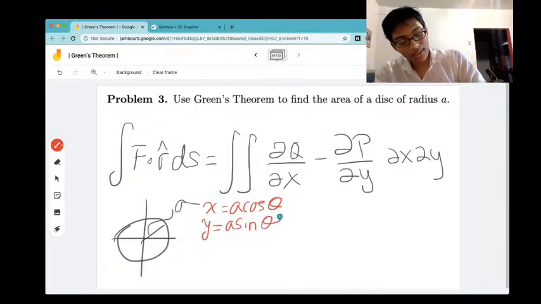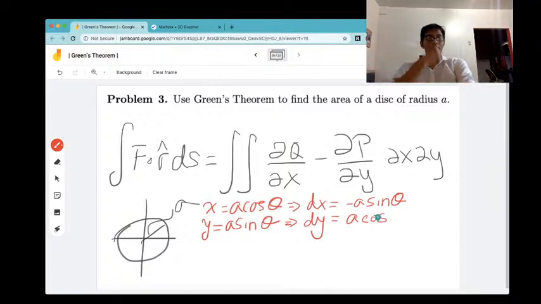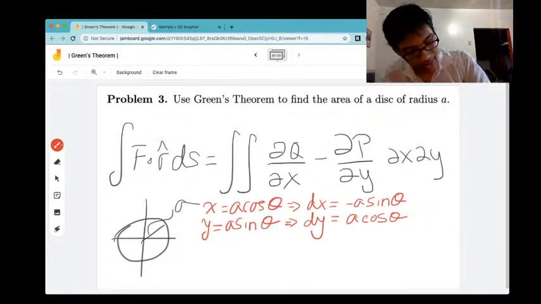So let's go ahead and calculate dx and dy right off the bat. My dx is simply going to be minus a sine theta, and my dy is going to be simply what? A cosine theta. Instead of putting that swirl, let's just do that. Okay, so I've got my parameterizations, right? What do I do next? Oh, and don't forget about the dt right here. Otherwise, that's just incomplete.